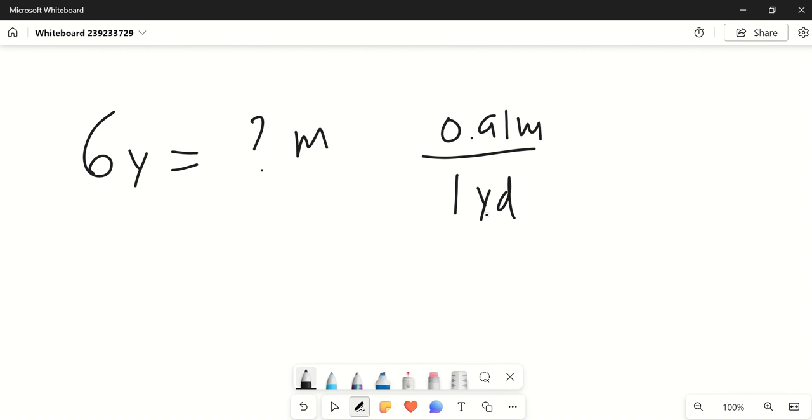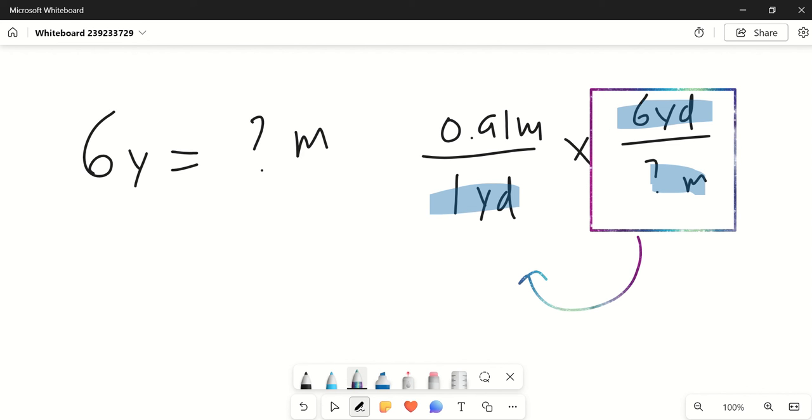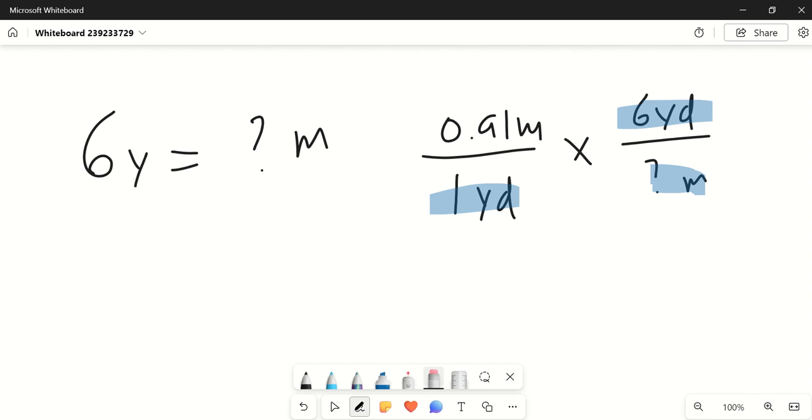We write it like this because we're going to be multiplying what 6 yards equals for our mystery meters. Remember, the same measurements should be diagonal. So 6 yards over how many meters is what we should have started off with. This is what I would write first. Then I would write my unit rate over here, with yards being diagonal and what it equals being diagonal from what we're trying to find it equals, if that makes sense. Yards across from yards.